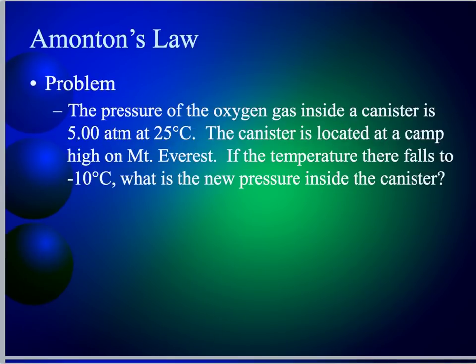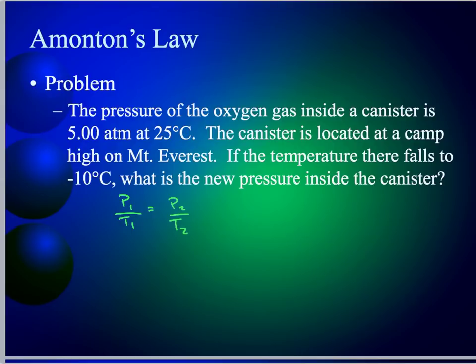Okay, the problem here: the pressure of the oxygen gas inside a canister is 5 atmospheres at 25 degrees Celsius. The canister is located at a camp high on Mount Everest. If the temperature there falls to negative 10 degrees Celsius, what is the new pressure inside the canister? Okay, so we know this is a Boyle's law problem. P1 over T1 is equal to P2 over T2.